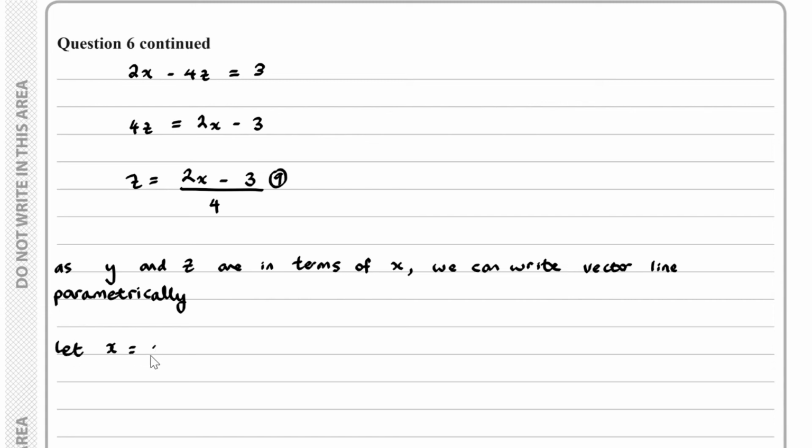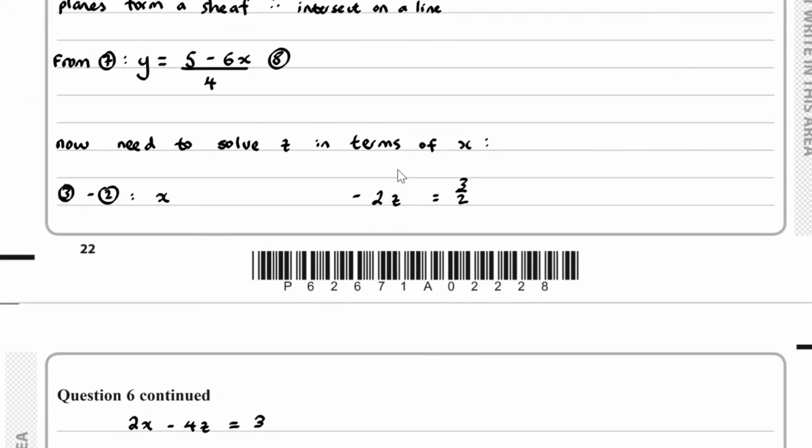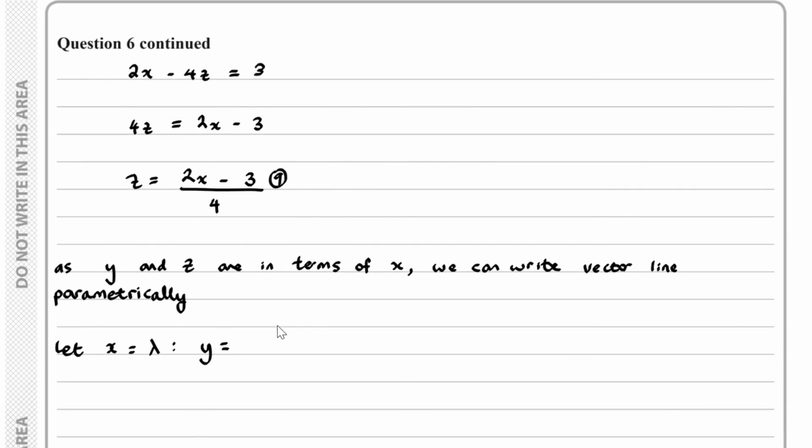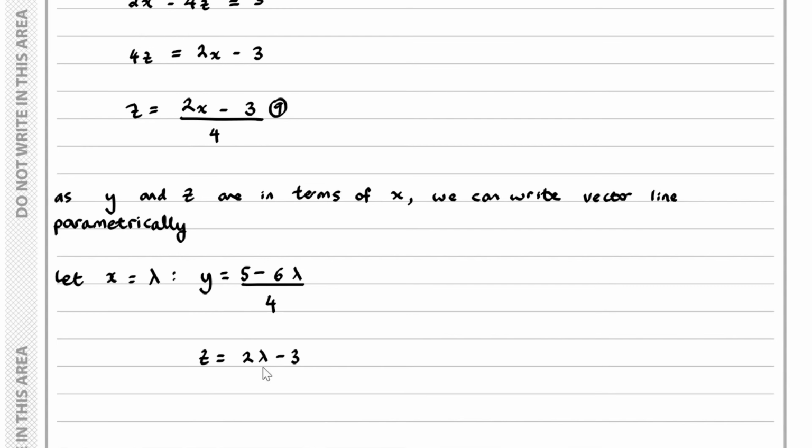So if we let x equal, say, lambda, then it follows from here y is equal to, if we go back to our equation for y, 5 minus 6 lambda over 4, and z is equal to 2 lambda minus 3 over 4. So what we're going to do is, well, we'll call this equation number 10. I'm going to call this equation number 11.